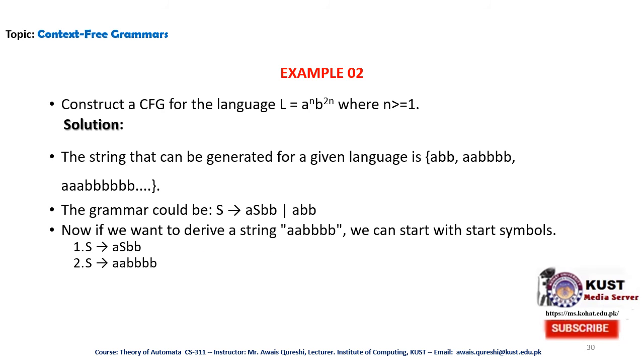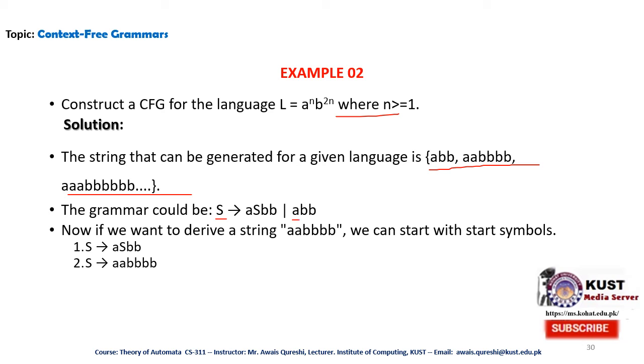And let's move on to another example: construct a CFG for a language L = a^n b^2n, where n is greater than or equal to 1. The strings can be generated for the given language in this fashion, and these are the production rules. S is a non-terminal, and at the same time it is the start symbol.